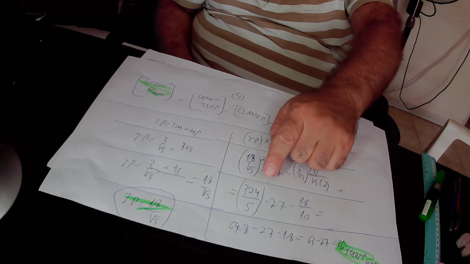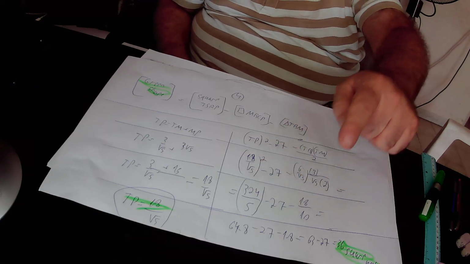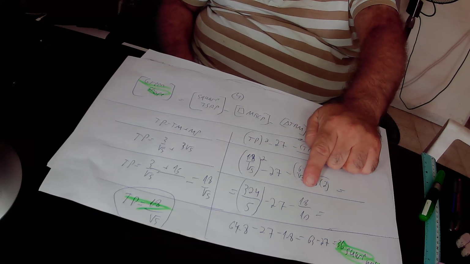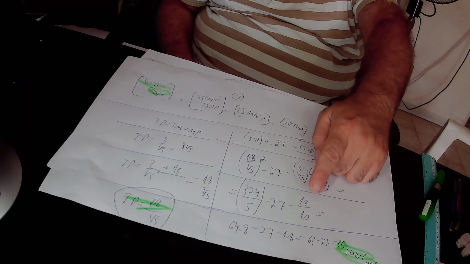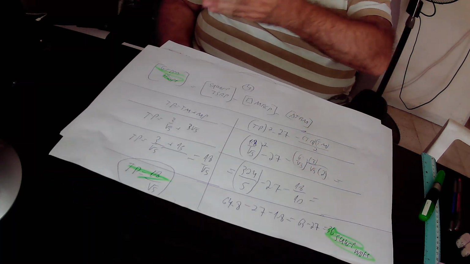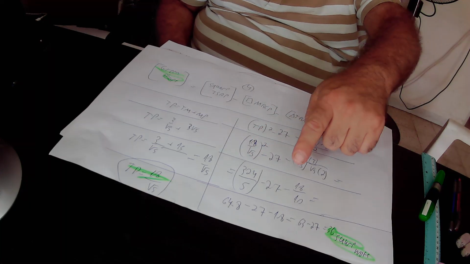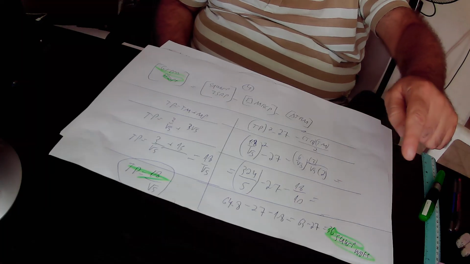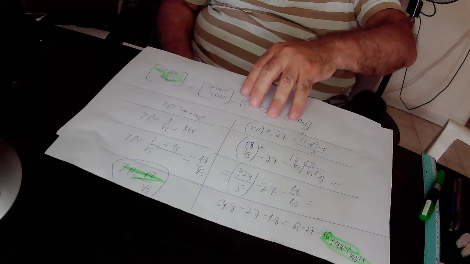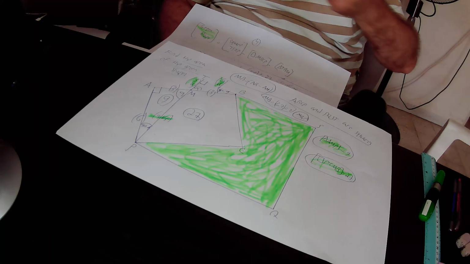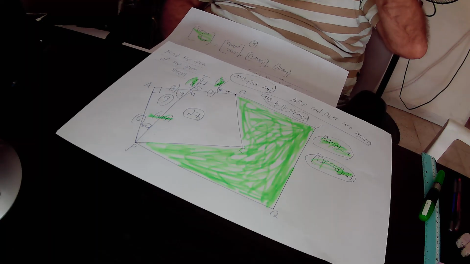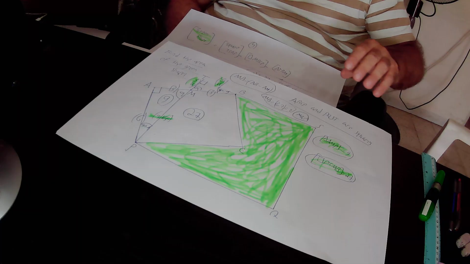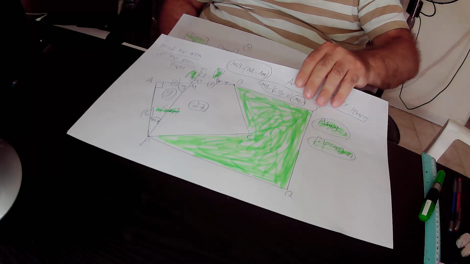324 over 5 is 64.8, minus 27, minus 18 over 10 is minus 1.8. So in total, the area of the green shape equals 64.8 minus 1.8 is 63, minus 27. 63 minus 27 is 36 square units in its size. So we find that the area of this green shape, that is the area we are looking for in this question, is equal to 36 square units. So we finished with the first question. In the next step, I will present the second question and solve the second question of this lecture.